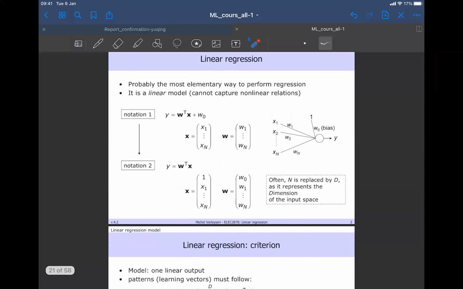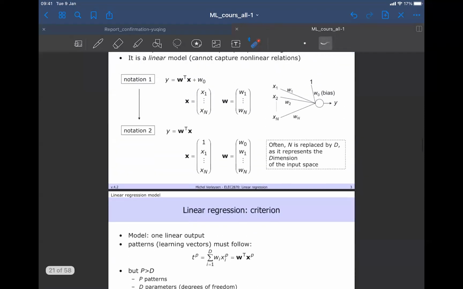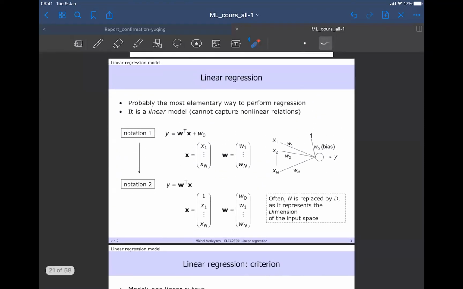Okay, so I will introduce a little bit of algebra and mathematical concepts here. So the idea is that we will do linear regression. Linear regression can be written as the target y equals weight times x plus some w0.